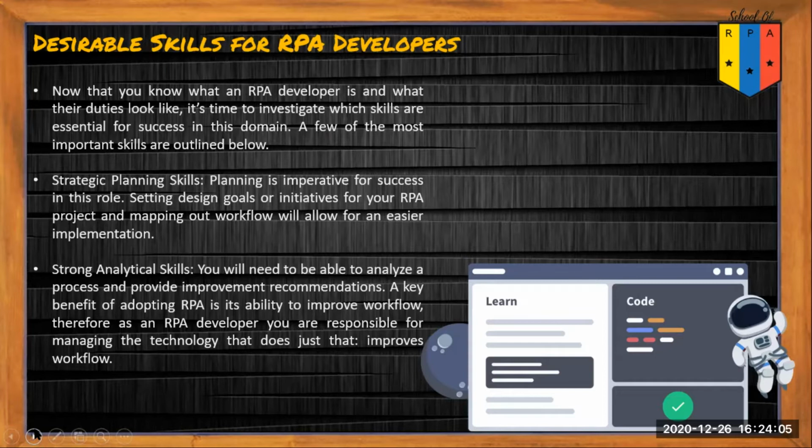Strong analytical skills are very important as well. You should be able to analyze a process and provide improvement recommendations. As a key benefit of adopting RPA is the ability to improve workflow, and therefore, as an RPA developer, you are responsible for maintaining the technology that does just that, improve workflows. Now, guys, here I would just like to add one more thing: if you are a tester or a .NET developer, then RPA developer is a very, very good career path for you.